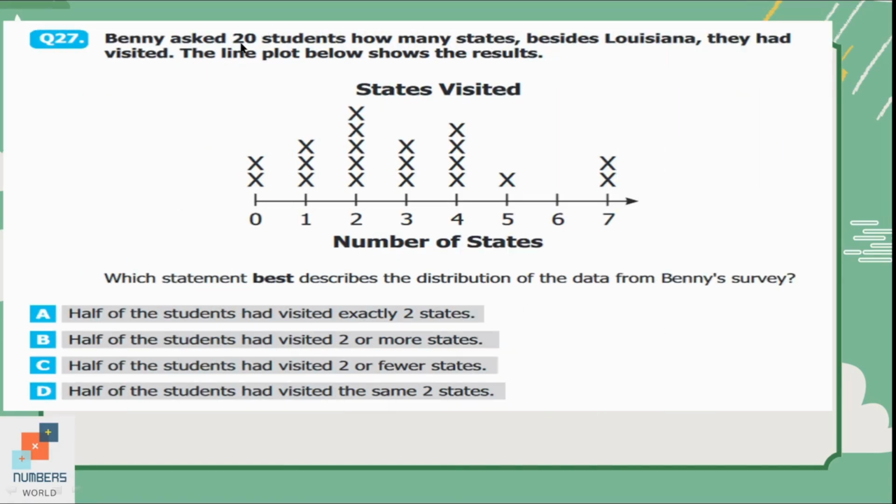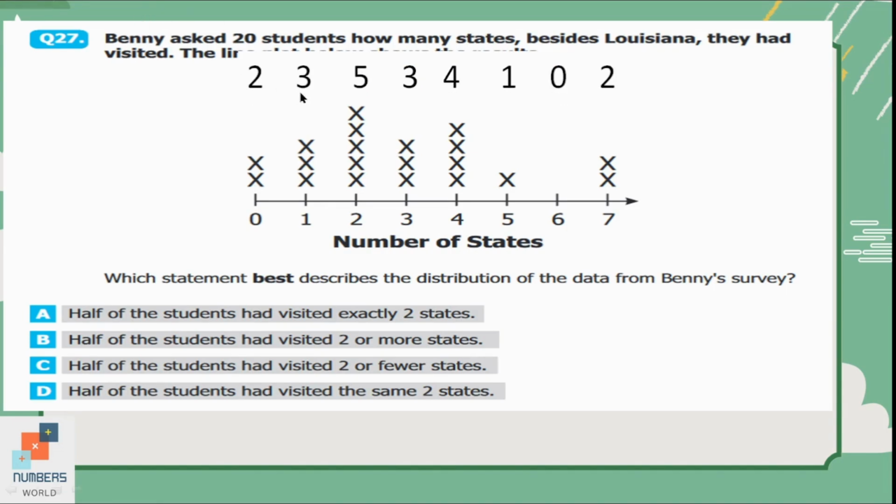Question number 27. Benny asked 20 students how many states besides Louisiana they had visited. The line plot below shows the results. Which statement best describes the distribution of the data from Benny's survey? So let's write the number of the students at the top. Like 2 students visited no state, 3 students visited 1 state, 5 students visited 2 states. Similarly, we can interpret the data by using the number of the crosses.